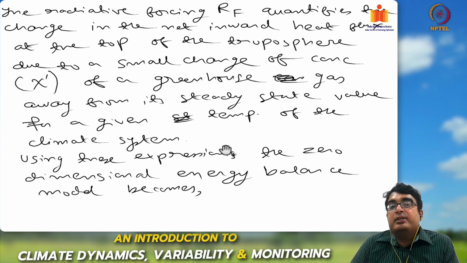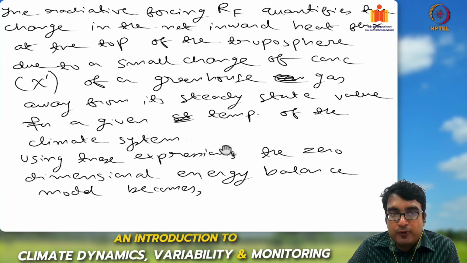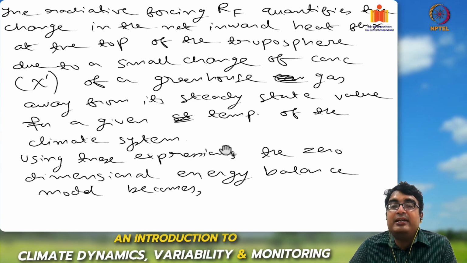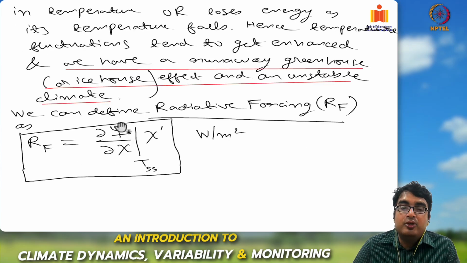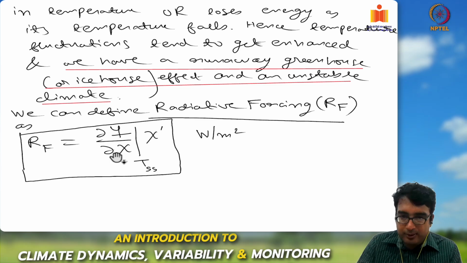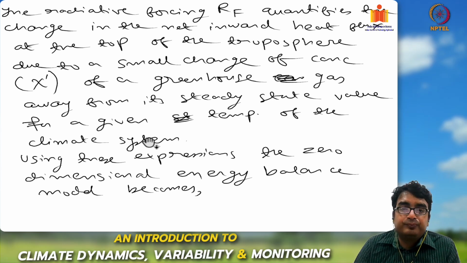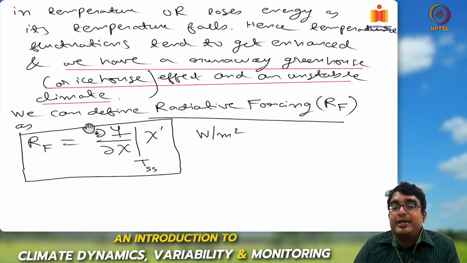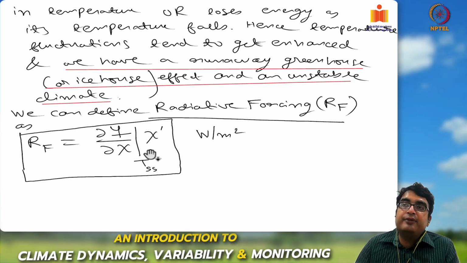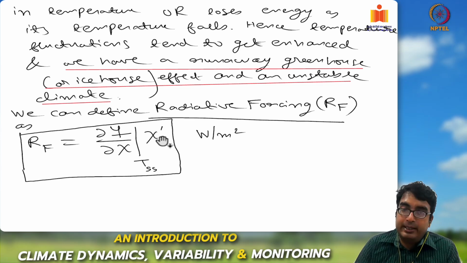So the radiative forcing term RF quantifies the change in the net inward heat flux at the top of the troposphere due to a small change of concentration X prime of a greenhouse gas away from its steady state value for a given temperature. So here it's the partial derivative. So we are keeping the temperature fixed. Okay. So for a given temperature of the climate system. And this radiative forcing term is something we have calculated for the various greenhouse gas concentrations, CO2, methane, etc. in the plot that we looked at earlier.